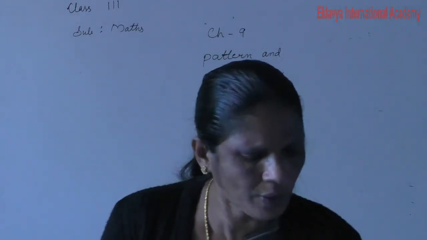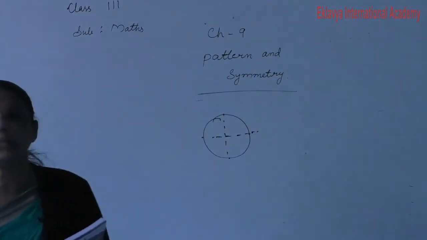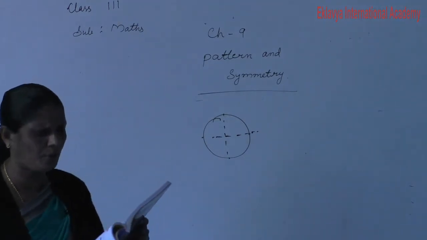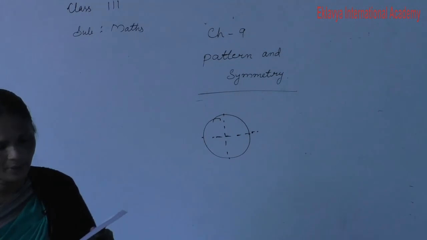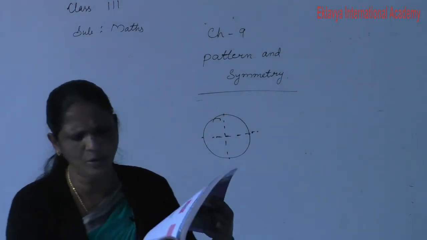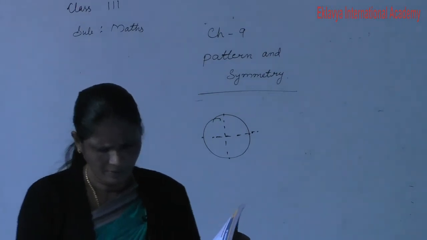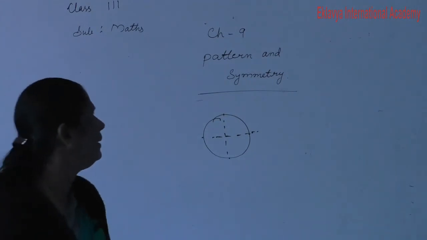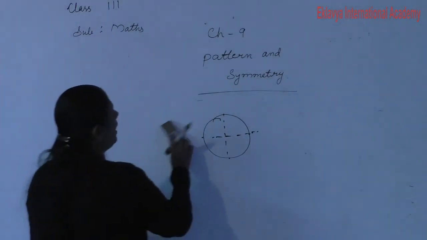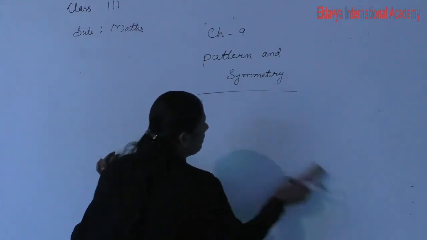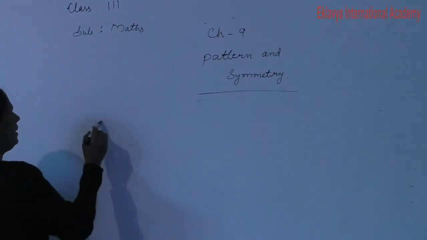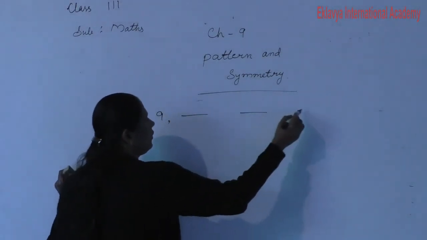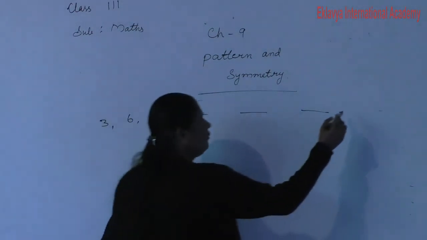You fill in your book, pattern and symmetry, chapter 9. Then the exercise, I can do it. Here you draw the next shape in each pattern. Write the number that comes next in the pattern. This also you fill in. Okay. Then any doubt, you ask. Then again the number pattern, you write 3, 6, 9. Then fill in the next 3 numbers here.